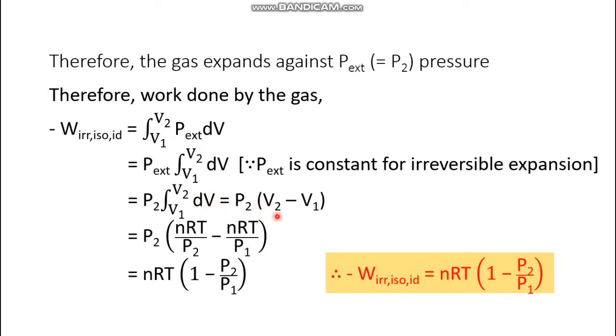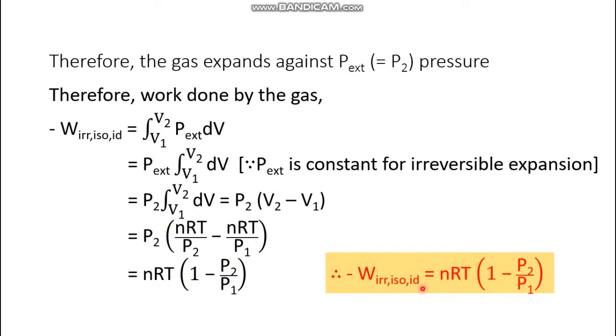Since it is an ideal gas, instead of V2 you can write nRT by P2. n is the overall number of moles of the gas and P2 is the final pressure, whereas in place of V1 you can write nRT by P1. Since the temperature is constant, there is no T1 or T2, just T. T is the temperature at which this is taking place. Now taking nRT as constant and putting P2 inside the bracket, you get P2 by P2, that means 1, and here P2 by P1. So this is the final expression of isothermal irreversible work done by an ideal gas.